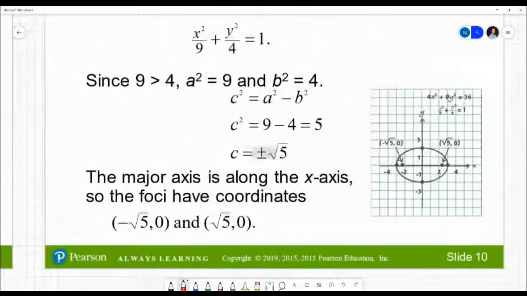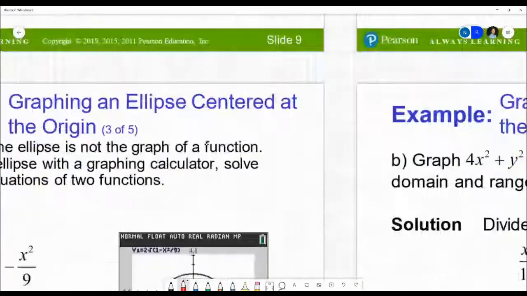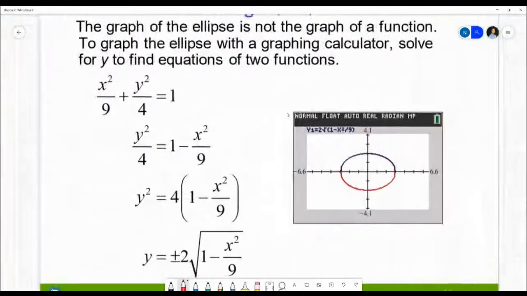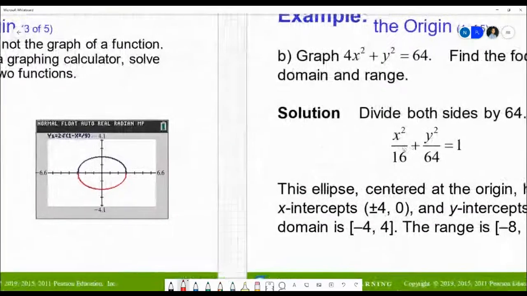And here's a nicer picture. And of course, this is not a function, so we have to break it into 2 in order to graph it, but I'm not going to ask you to graph it using a calculator.